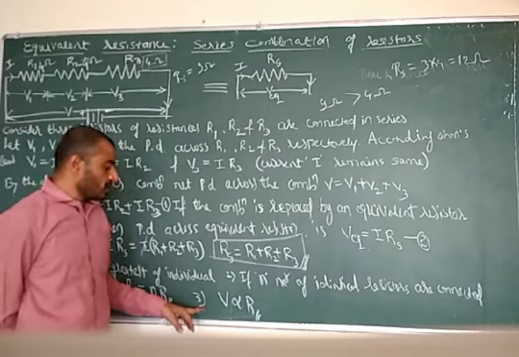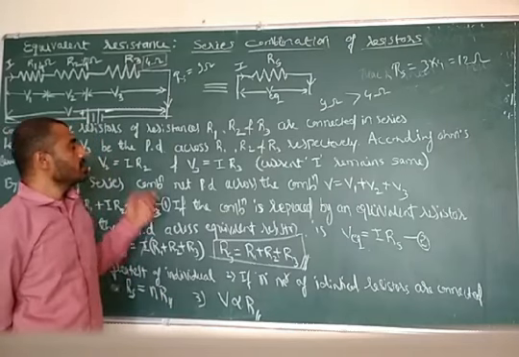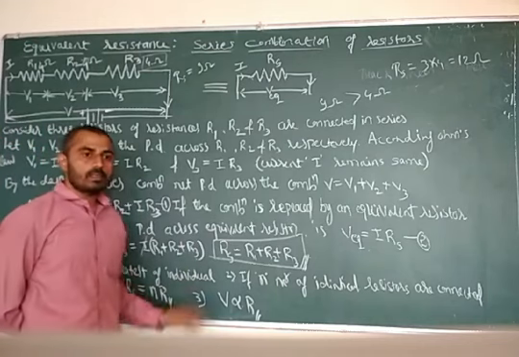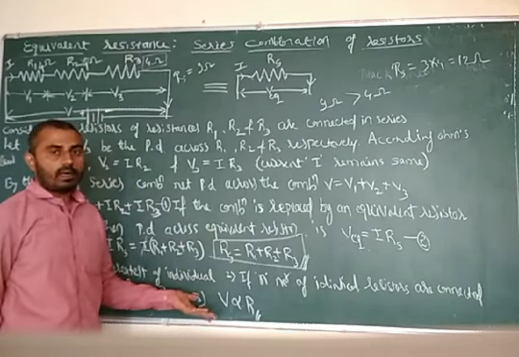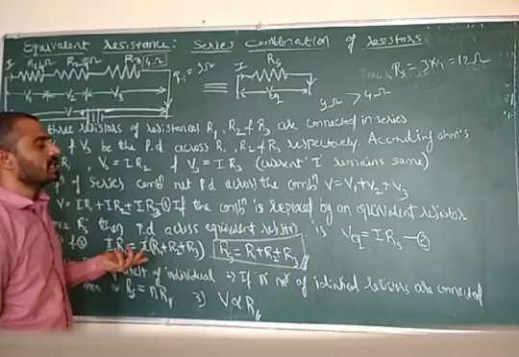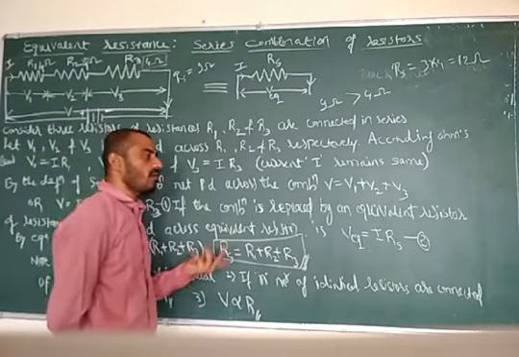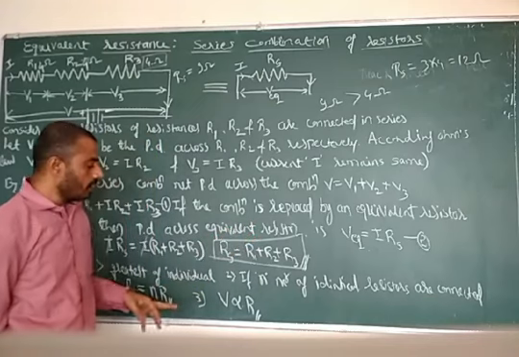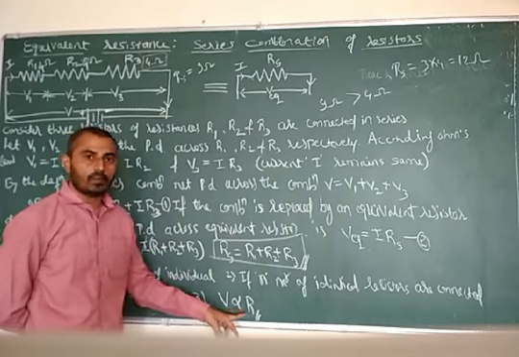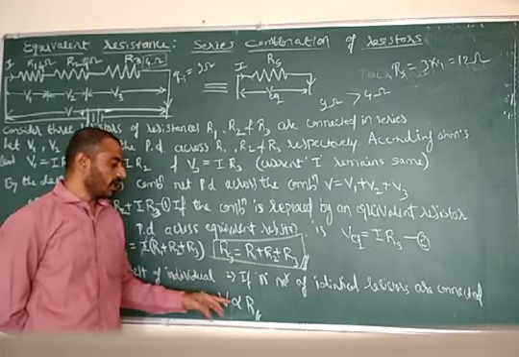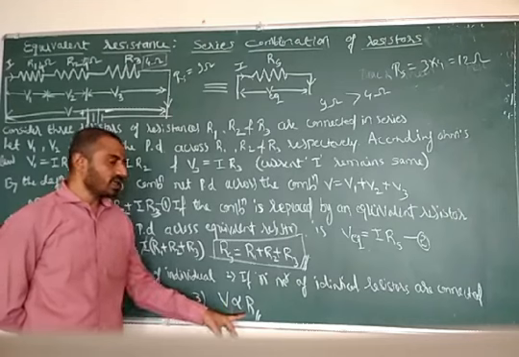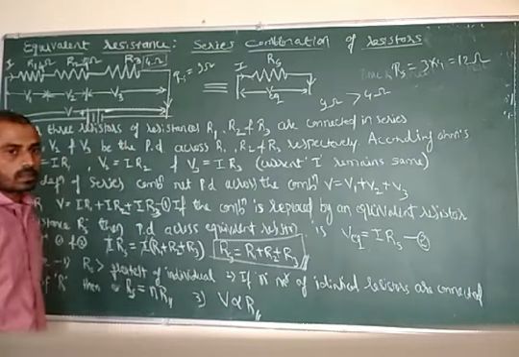Then the third note: in a series combination, as per the definition of a series, the current remains the same, that is, constant. Then only two quantities are left in the expression of Ohm's law, V and R, which depend upon each other. Voltage is directly proportional to resistance because the current remains the same.